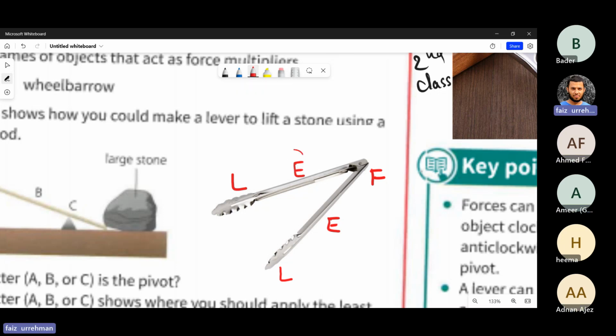First class: the effort is at the middle. E is at the middle, so it is third class.